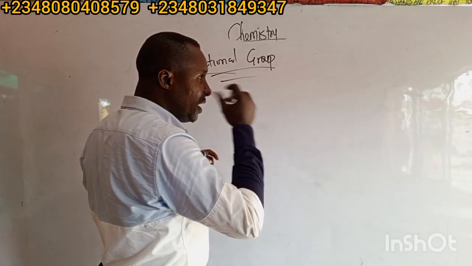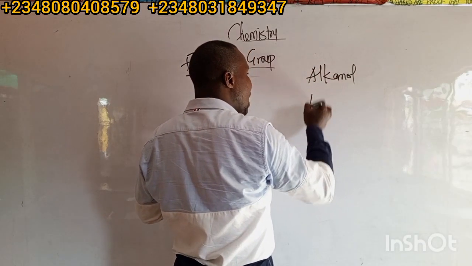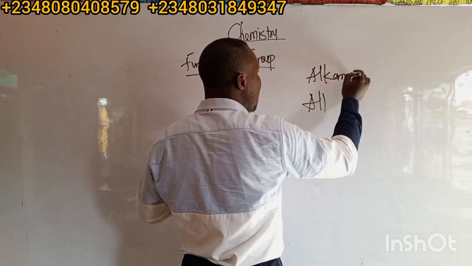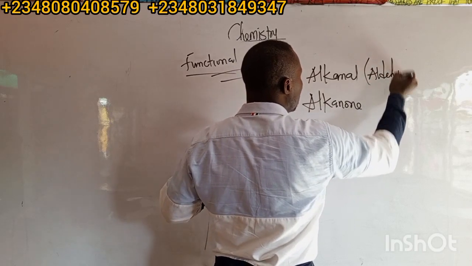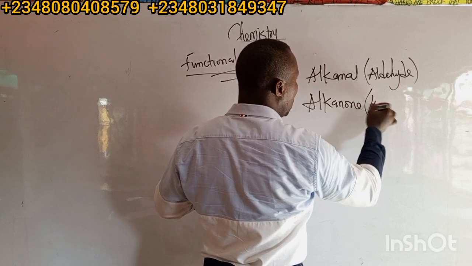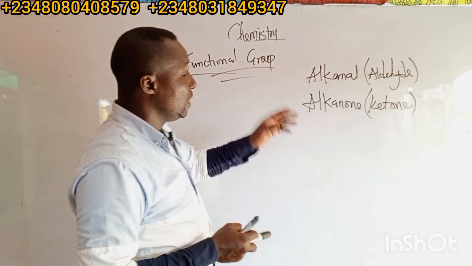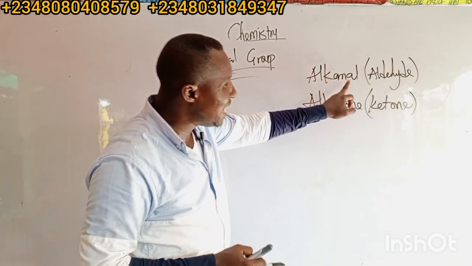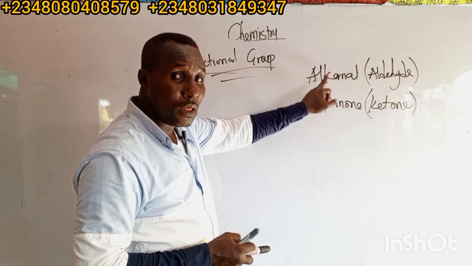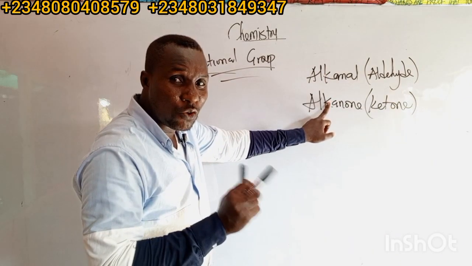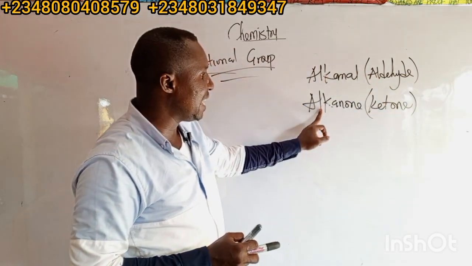Functional group isomerism. Second example: it occurs between alkanal and alkanone. Alkanal is aldehyde, and alkanone is ketone. Take note, this is in your past questions. The kind of isomerism that occurs between them is known as functional group isomerism, between alkanal (aldehyde) and alkanone (ketone).